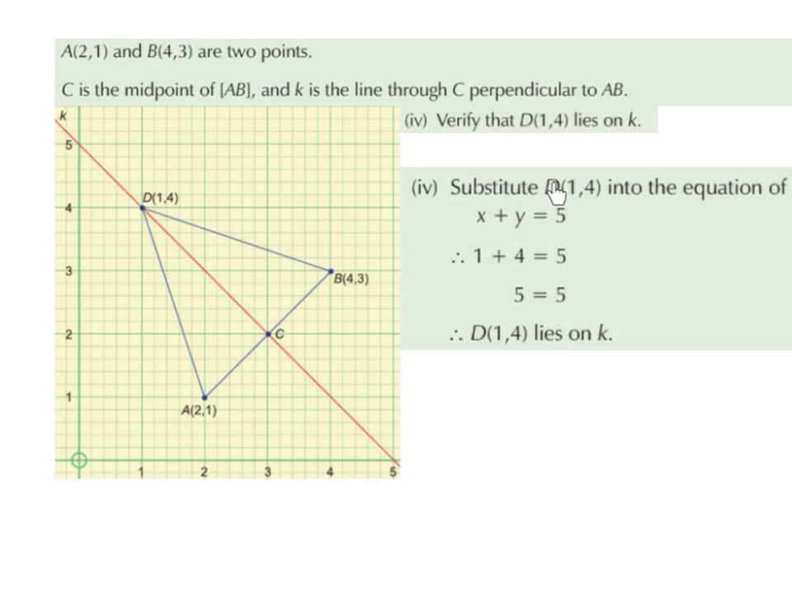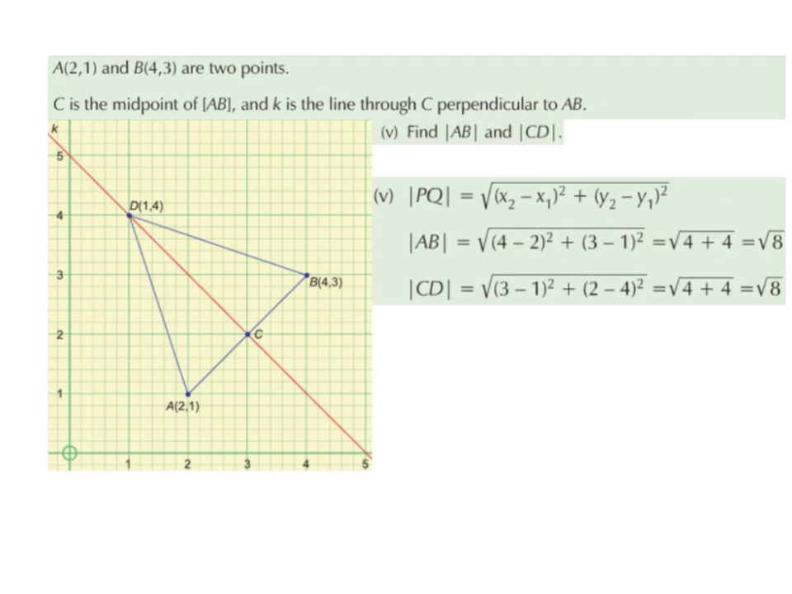So we substitute the point (1, 4) into the equation. We got this equation from the last question. So our equation of our line is x plus y equals 5. We swap the x for 1 and the y for 4. 1 plus 4 equals 5. 5 equals 5. So since the equation balances, we know that the point (1, 4) does indeed lie on K. For an equation to balance, it means we get the same number on both sides of the equals.